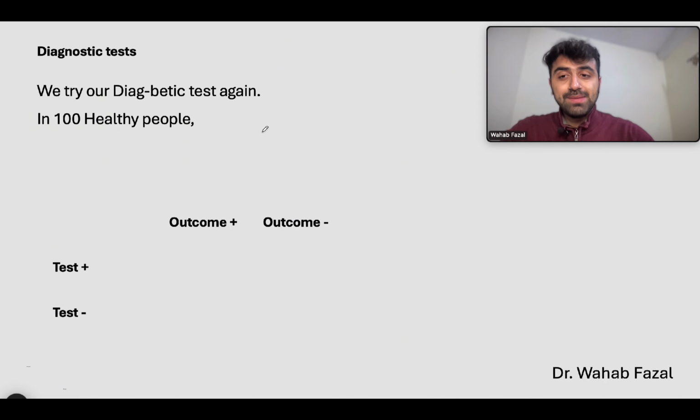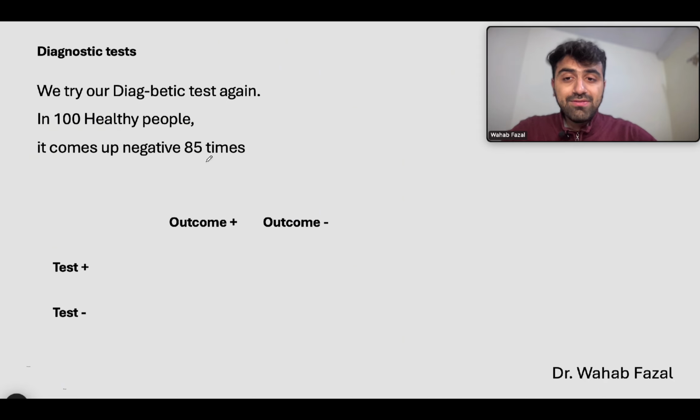In 100 healthy people, it comes up negative 85 times. I have not written the specificity is 85% because I want you to understand this concept. In 100 healthy people, it comes up negative 85 times. The rest of the 15 times, it comes up false positive. Let's try to write it down. Let's take a minute to pause, and I want you to write in this table.